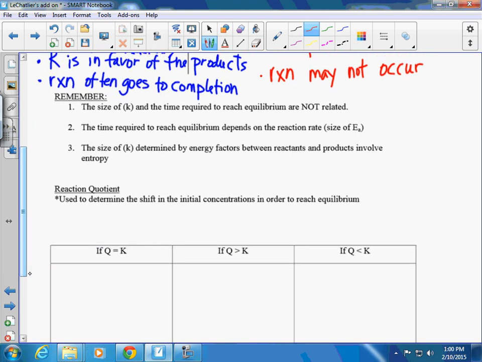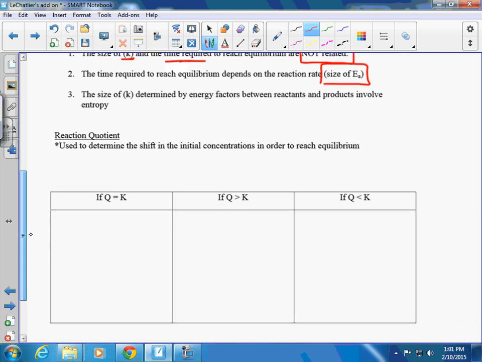Depending upon which way your reaction is shifting, remember that the size of K and the time required to reach equilibrium are not related. We are not looking at how quickly that is. We are just looking at the equilibrium constant, period. Then we can also look at rate and time, but they are not combined. The time required to reach equilibrium depends on the reaction rate, again the size of our Ea, and we can change that by adding a catalyst. The size of K is determined by the energy factors between reactants and products, which involve entropy. I've already talked about that in one of the podcasts before.